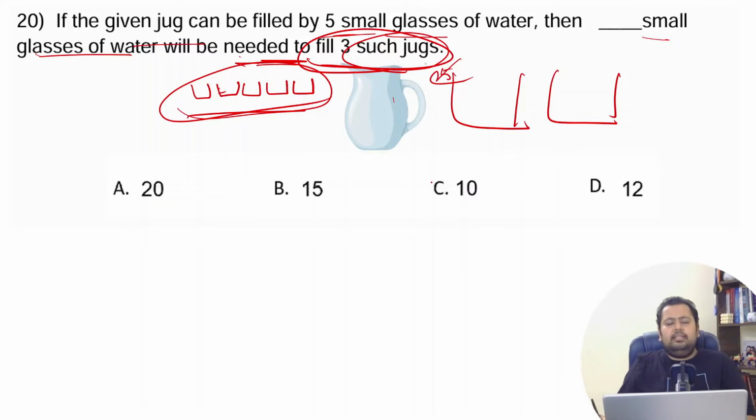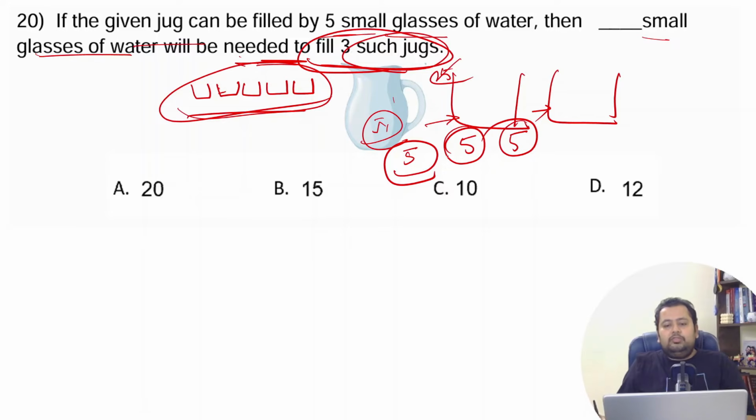Great, I think it's an easy addition problem. For jug 1, we know it requires 5 small glasses. For jug 2 it will require 5 more glasses. For jug 3 also it will require 5 small glasses. So total it would take 5 plus 5 plus 5, that is 15 small glasses, and that is your correct answer. I hope you got it correct. If you did, give yourself a star.